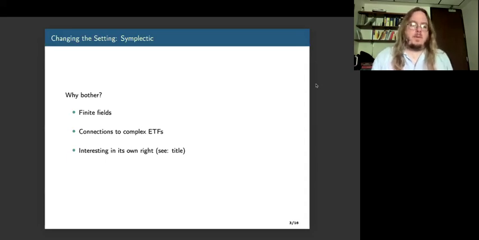So now that I've given you some motivation as to why this is a meaningful move, I want to talk about what exactly I mean by real symplectic space. What is the space we're going to be operating in?